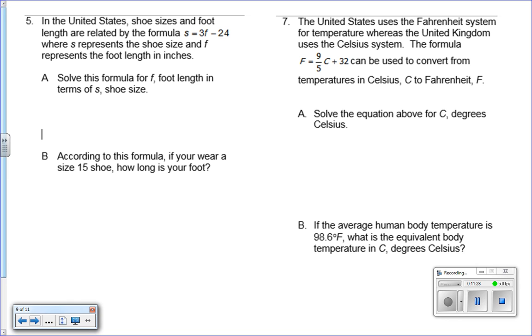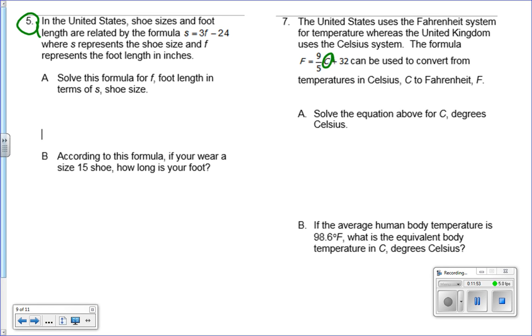All right, now we're actually going to skip this one on the left, number 5. If you'd like to do that one later, feel free. I'm going to solve this Fahrenheit problem, and then you will have a few that you can try on your own. So number 7, the United States uses the Fahrenheit system for temperature, whereas the UK uses the Celsius system. The formula F equals 9/5 C plus 32 can be used to convert from temperatures in Celsius to Fahrenheit. But it's asking us on part A to solve the equation for C.